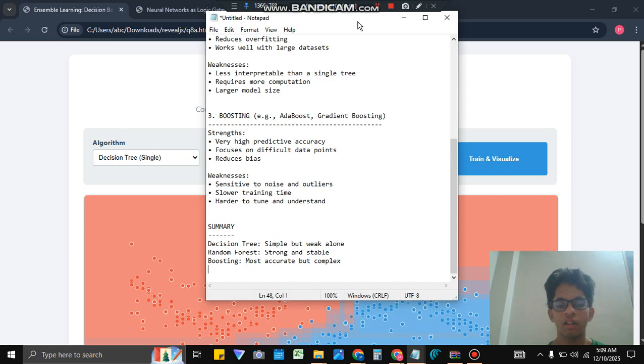And as for a summary, we can say that it's simple but weak alone. If we are talking about decision trees, it's simple but a single tree is not enough. In random forest, it's strong and stable, and in boosting, it's most accurate but it's highly complex.